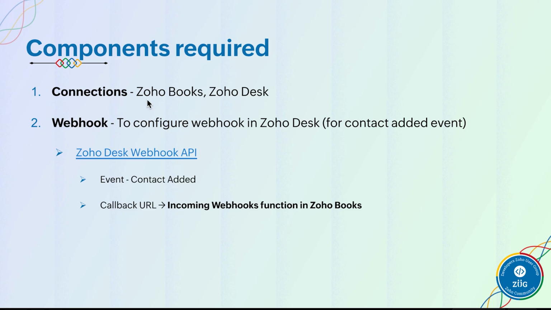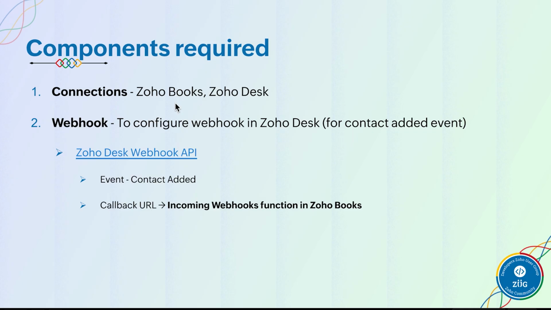Since we are pulling data from Zoho Desk into Zoho Books, there is a data transfer happening between two applications, right? To ensure this data transfer is secure and authorized, we'll need to establish connections for both Zoho Books and Zoho Desk. One connection will be created for Zoho Desk to access and retrieve its data, and another connection will be created for Zoho Books to handle data within the extension itself.